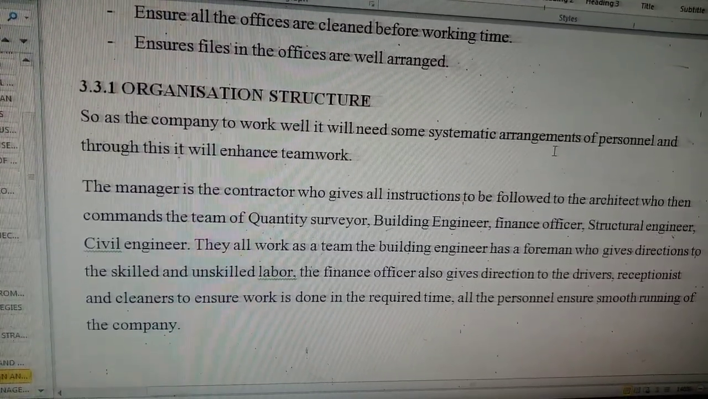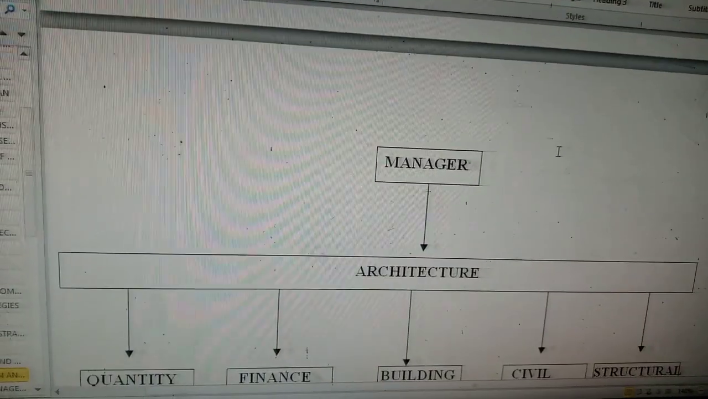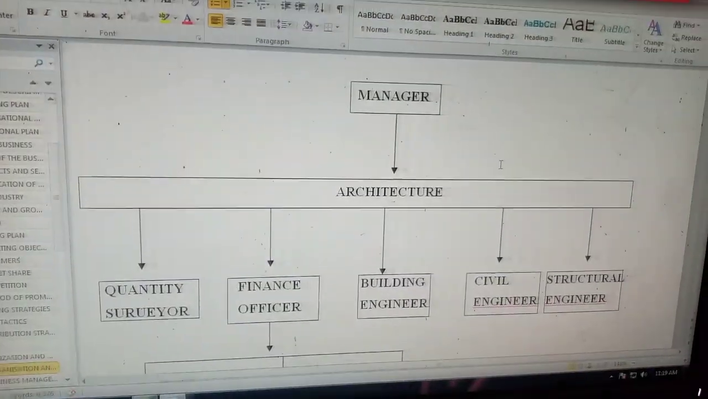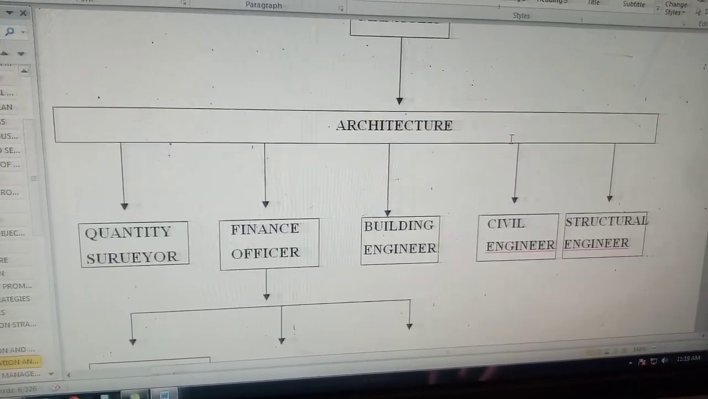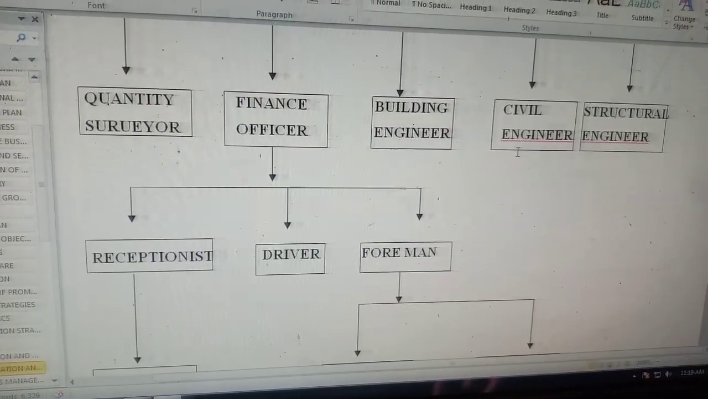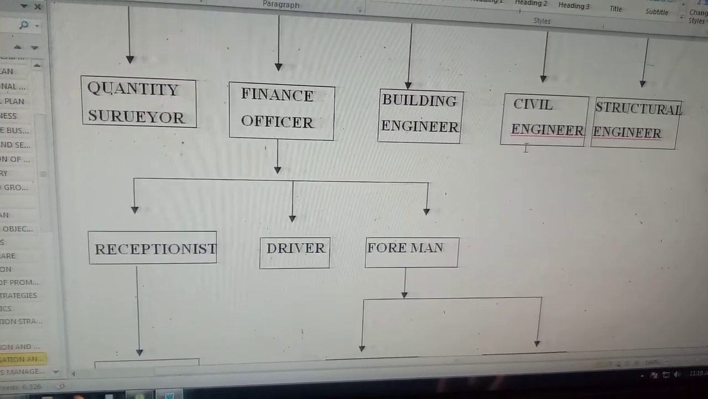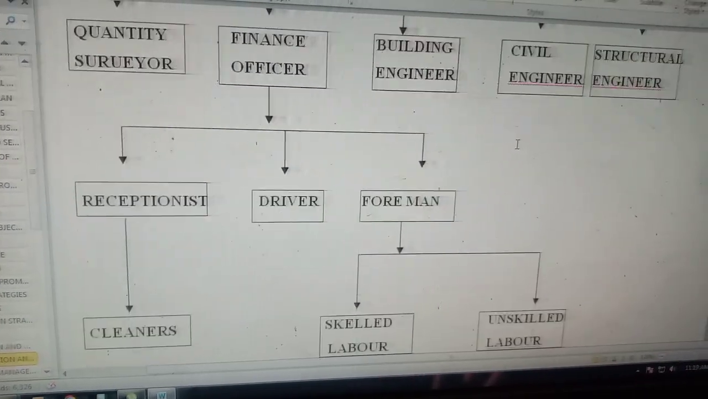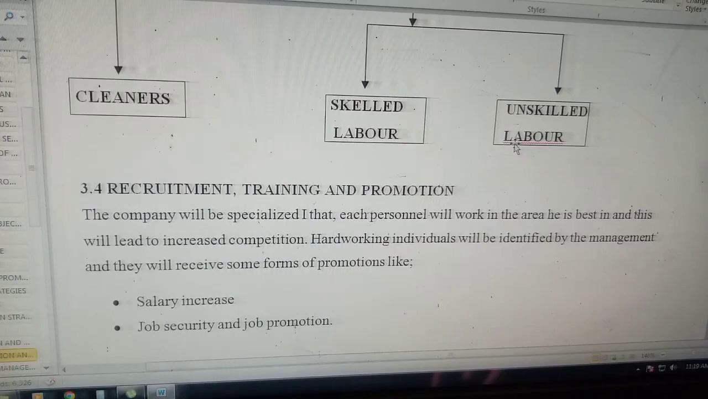Each and every firm must have an organization structure, and your structure you can put in a table form. At the far top, as you can see in mine, we have the manager, then you have the architects. That way, according to their authorities, you have the quantity surveyor, the finance officer, until the least person, who is the unskilled labor.